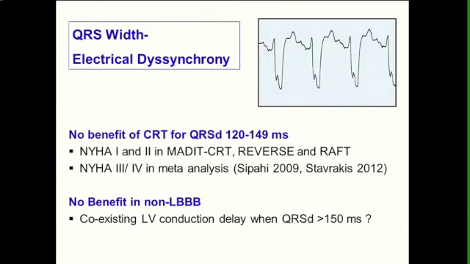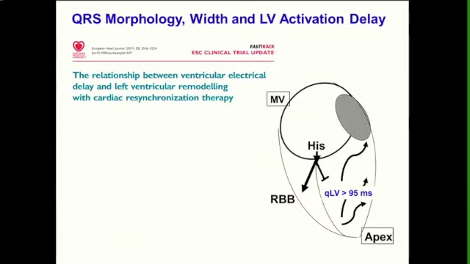Similarly, there was no benefit in non-left bundle branch block patients. A word of caution here, though, because most patients who have non-left bundle have QRSs of less than 150 milliseconds. So there's a little overlap here. We don't really know very much about left bundle patients who have QRSs less than 150, or non-left bundle patients with a QRS of more than 150. So this needs to be addressed in the future.